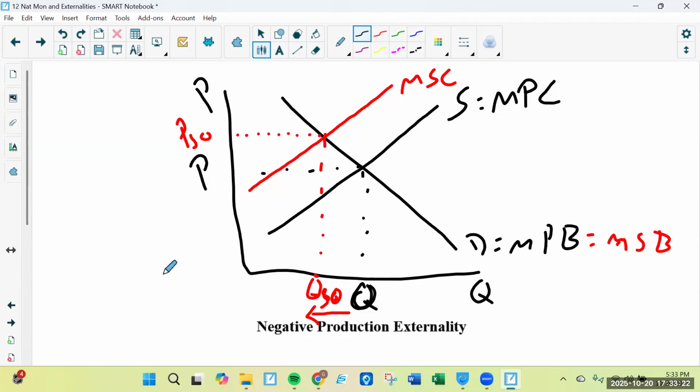Always go from where you are. Where are we? We're right here at this big black dot. Where do we want to be? We want to be here at this big red dot. And so your deadweight loss is this right here. And notice it's coming in from the right to the left. The reason it's coming in from the right to the left is because we're overproducing this product. We want less. Social optimal quantity is less. So you're pointing to the left with this arrow. That's a negative production externality.